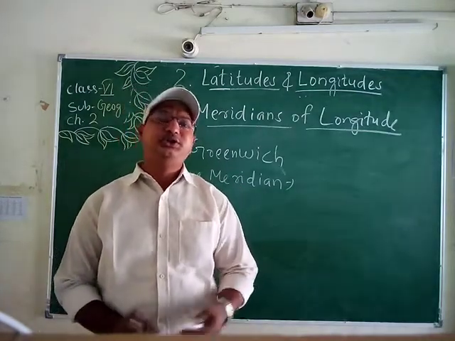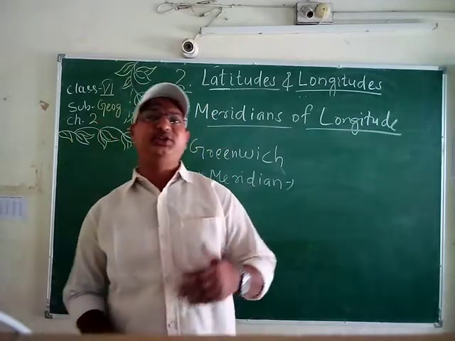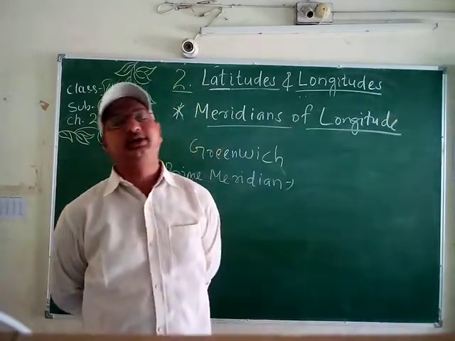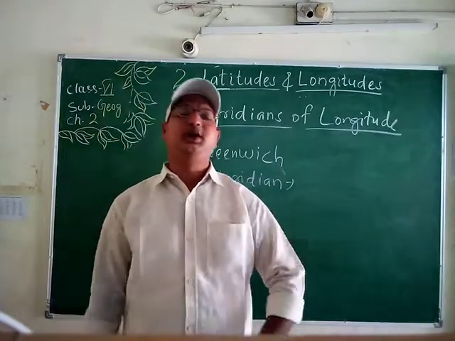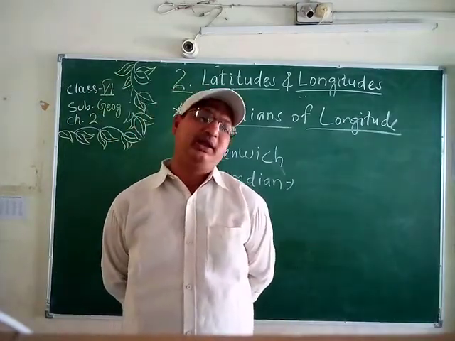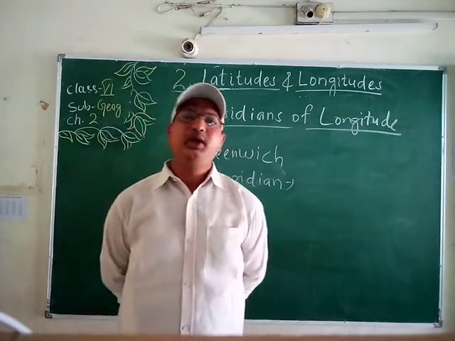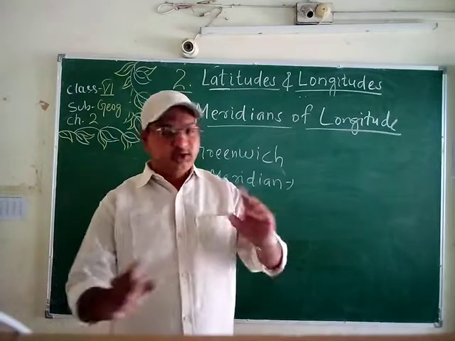There are 360 meridians of longitude, as there are 360 degrees in a circle. Students, we have studied in geometry, in mathematics, that a circle has 360 degrees. These parallels or latitudes and longitudes form a grid on a globe. Students, what are the grids?